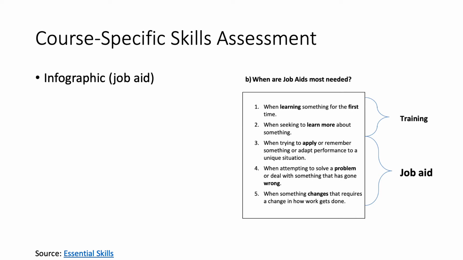With a course-specific skills assessment, I thought something like an infographic or related tool would be great. Essentially, it's a job aid. And what I love about job aids is that they lend themselves really well to the 5 moments of need, as you'll see on the right-hand side. And they're great for training or learning purposes as well as job aid purposes. So it's something that can be used in the learning context as well as for students to refresh and refer to continually as a job aid in the course and beyond.